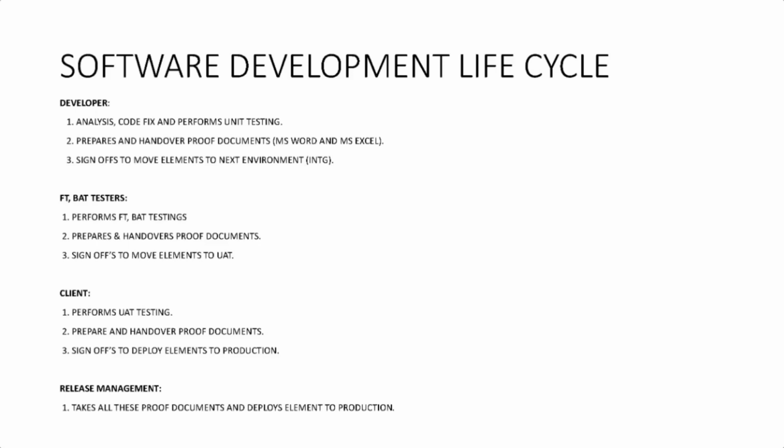The FT bad testers will perform the bad testings, then prepare handover proof documents. Then they sign off to move elements to the next environment, UAT. The client performs unit test UAT testing, prepares handover documents, and signs off to deploy to production. Release management takes all handover documents and proof documents, and prepares a release plan to deploy to production.